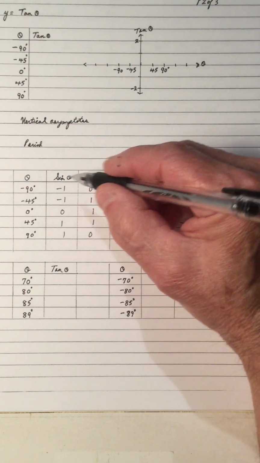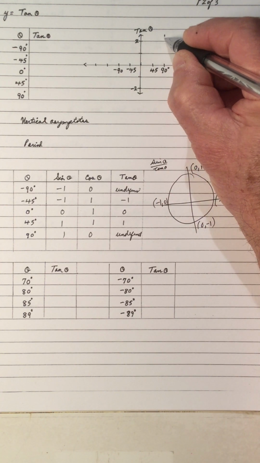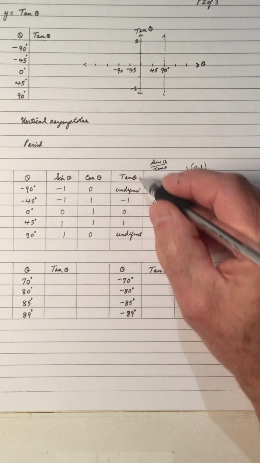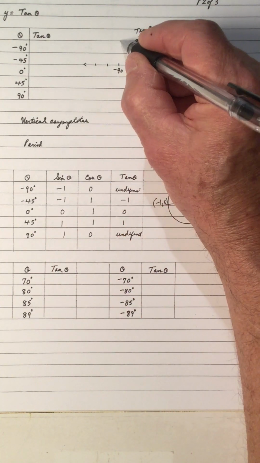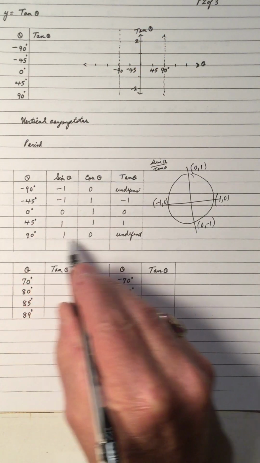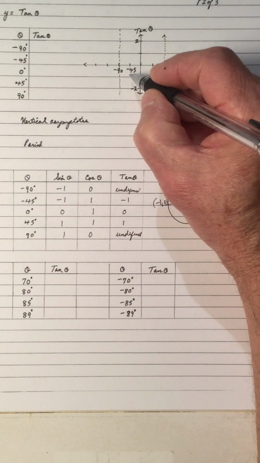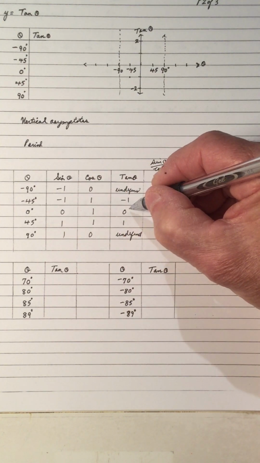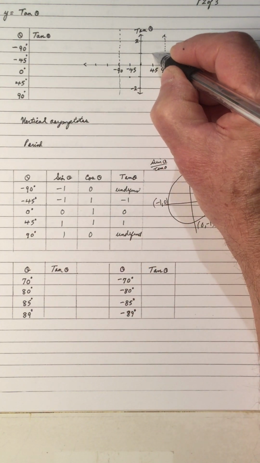As a result, we have at negative 90, tan is undefined, so that means that it's a vertical asymptote through here. So the vertical asymptote is there, and also at 90 it is undefined. At negative 90 also, I did the wrong one first. Negative 90 is undefined. 90 is undefined. So at negative 45, we have negative 1. So negative 1 is right here, that's negative 2, this is negative 1. At 0, tan is 0. And at 45, we have a 1, which is right here.